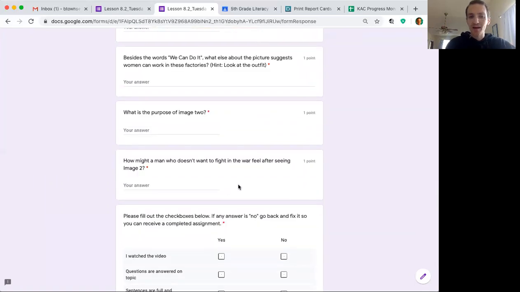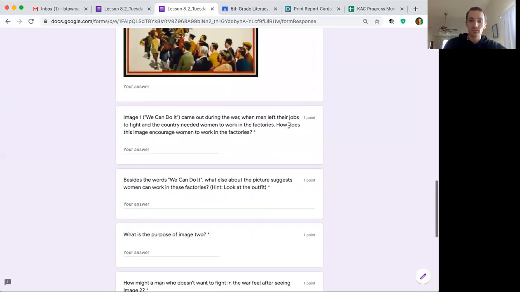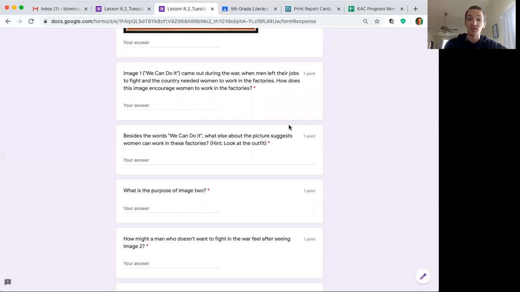Next question, how might a man who doesn't want to fight in the war feel after seeing image 2? How would a man who does not want to fight in the war feel about seeing this picture if they were walking down the street and seeing this? All these men down here, all those men back there, look at who they're turning into as they walk. Also, guys, remember we're talking about men because women were not allowed to fight in the war at this time in history. So just important to remember that.